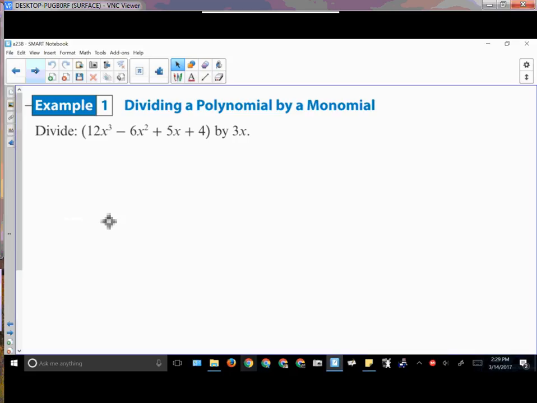Now I'm going to walk through this one, and then we're just going to keep going back and forth. So I recommend making sure that you write this down. So here we go. Now we're going to divide.